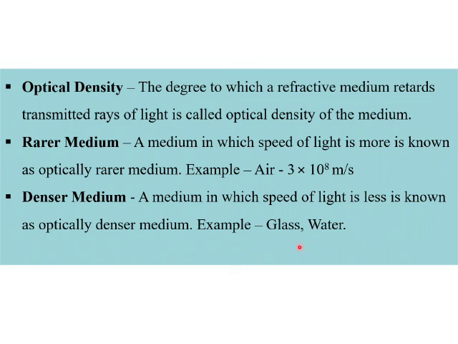So here we have studied three terms. There is optical density, which is the degree to which the refractive medium retards the transmitted rays of light, or in other words, it is the speed of light in the various material mediums. And the two types of mediums we have studied: rarer medium where the speed of light is more, and the denser medium in which the speed of light is less.